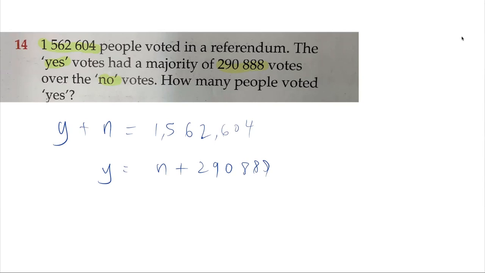All right, we are set up now to actually solve this by using a substitution. I will show you another way as well, but we're going to go with this straight up because that seems the most obvious. So using the substitution method, wherever there's a Y, I'm going to replace it with N plus 290,888. So that's the substitution. Let's go and do it.